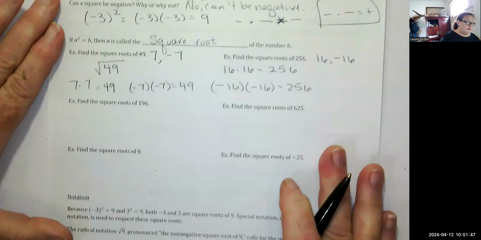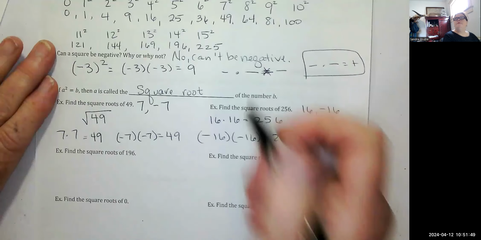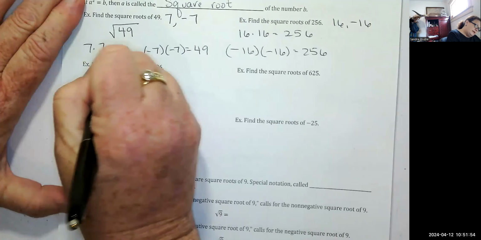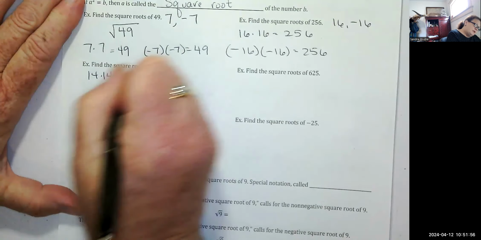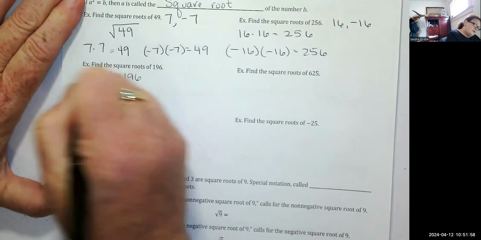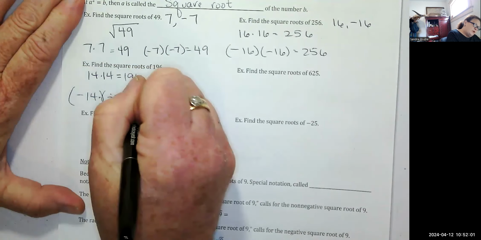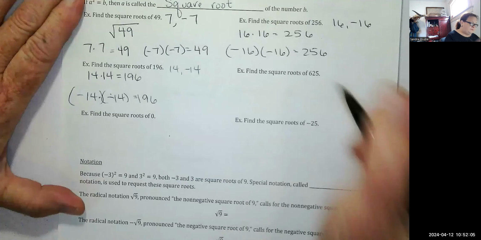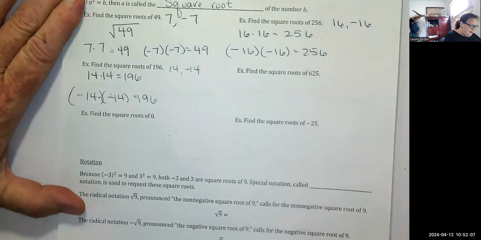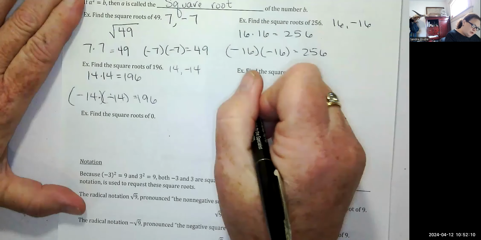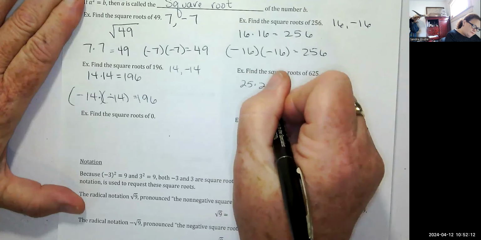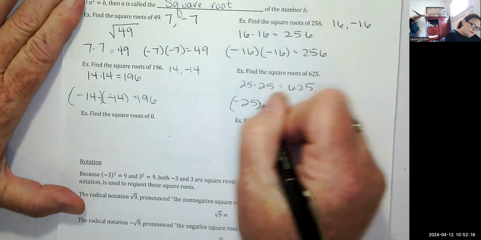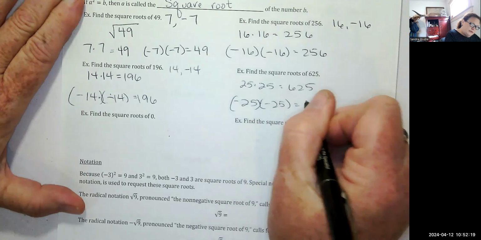Okay, let's go to find the square root of 196. And up here, I already did 196 is 14 squared. So we know that 14 times 14 is 196, but also -14 times -14 is 196. So the square roots are 14 and -14. 625. 25 times 25 is 625, but also -25 times -25 is 625.